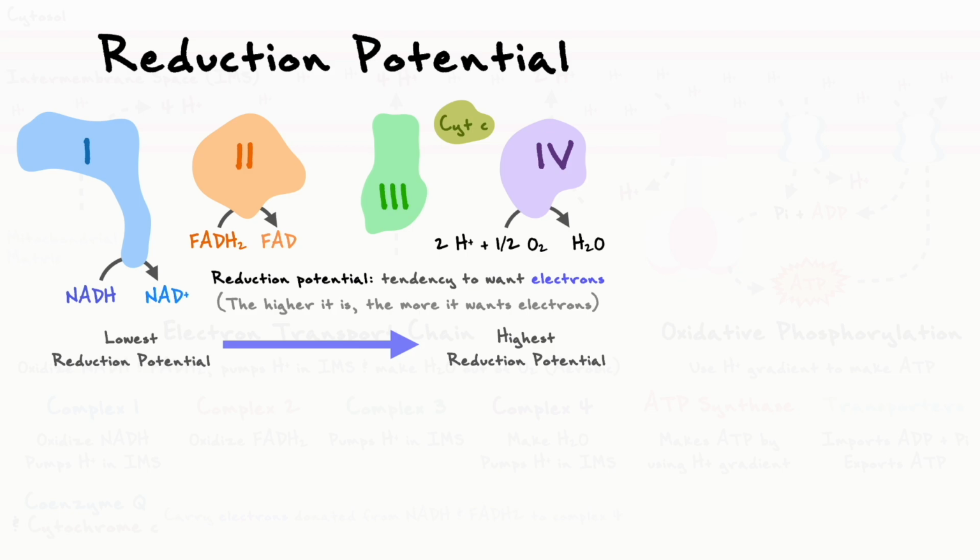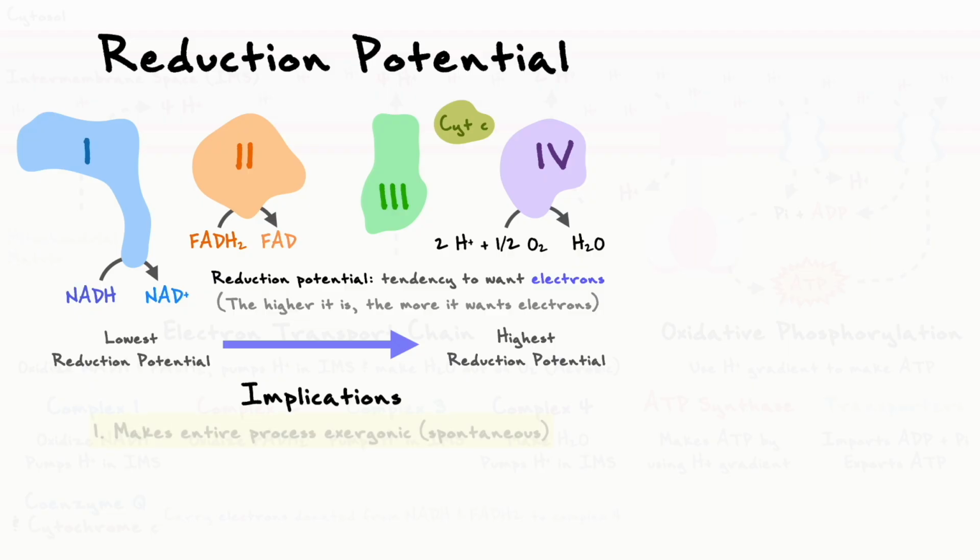This means that when complex 1 and 2 take the electrons from NADH and FADH2 and pass them on to the rest of the chain, the reduction potential for each successive step increases progressively until it reaches oxygen, which has the highest reduction potential out of all the elements in this chain. Because of this organization, it creates a few important implications.